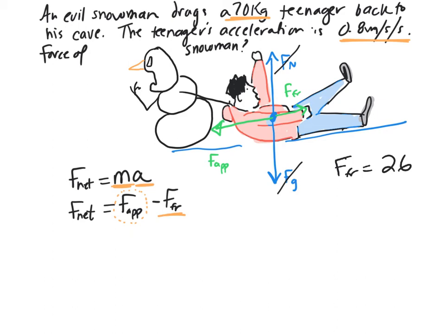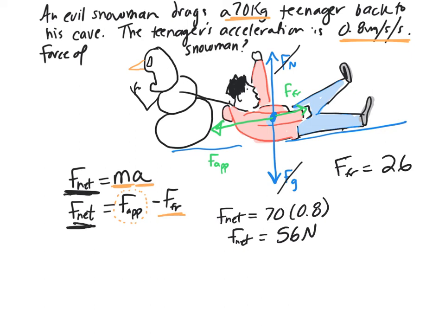So first of all, let's go after our net force, since we know our mass and acceleration. So F net is equal to the mass, which is 70, times the acceleration, which is 0.8. So our total force, or net force, is 56 newtons. So now we know that for sure. So now we can just apply that here.